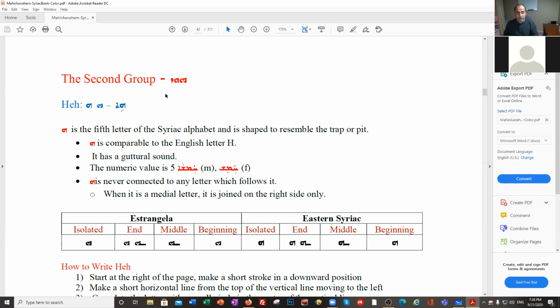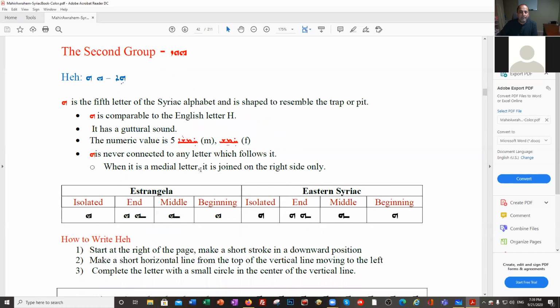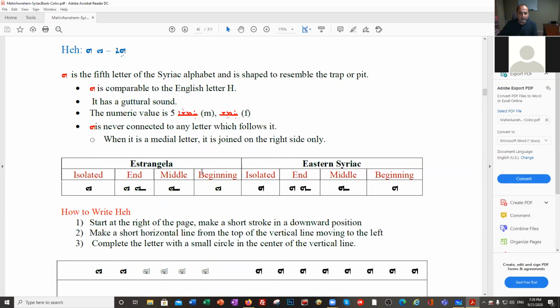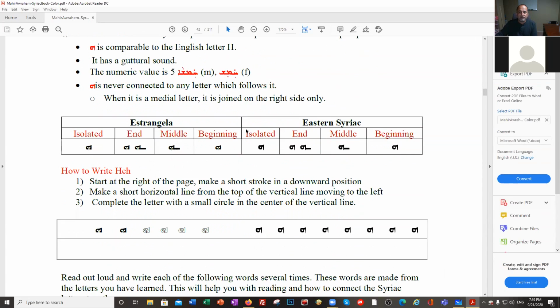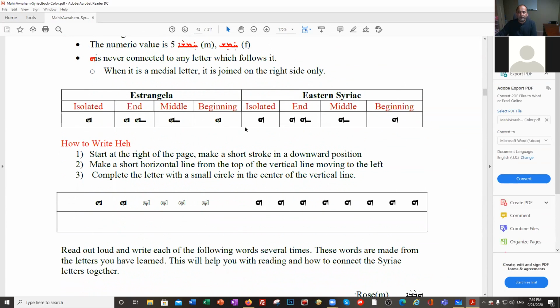We're gonna start with the first one, He. He, it's an H in English. Numeric value is 5. خمسة for male, خمش for female. He never connects to the letter which follows it, which is one of those unjoined letters.